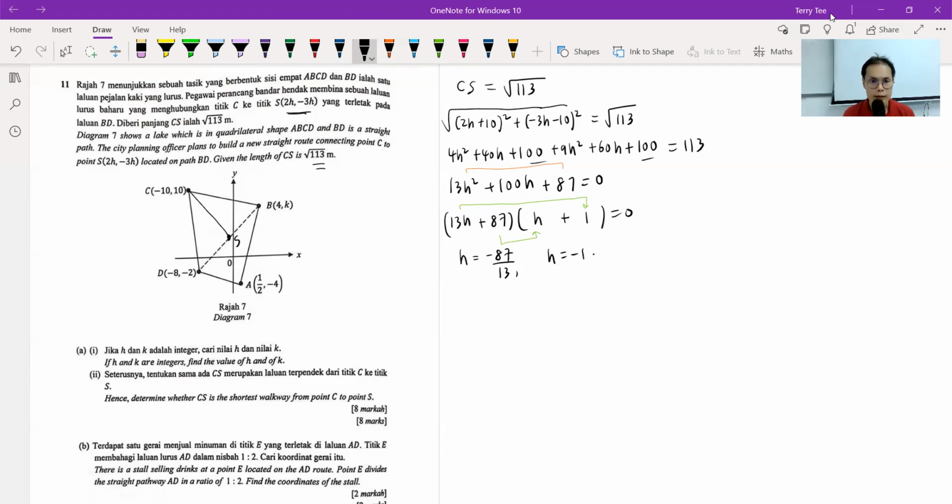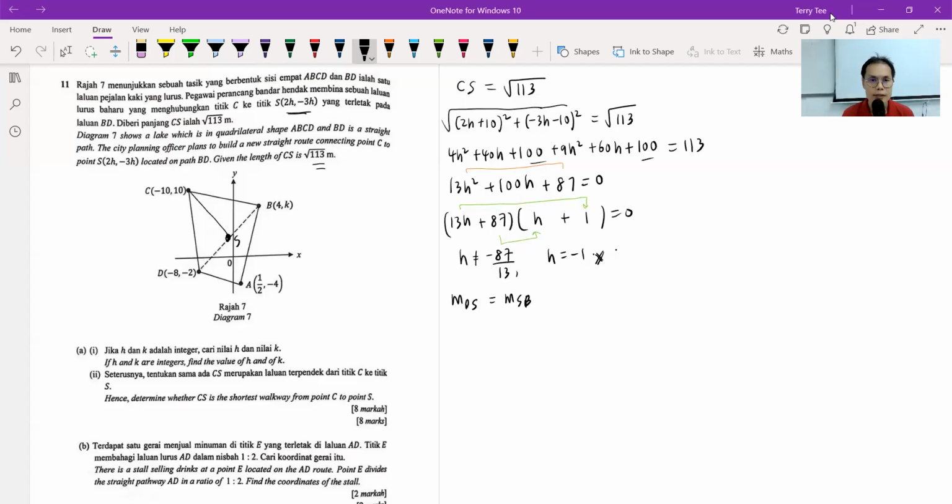Okay, we know that h is an integer, so we ignore this. We take h as negative 1. All right, how about the value of k? Now, because they say that S lies on this line, that means the gradient of DS must equal the gradient of SB. Up to you, you can use DS or DB also can.